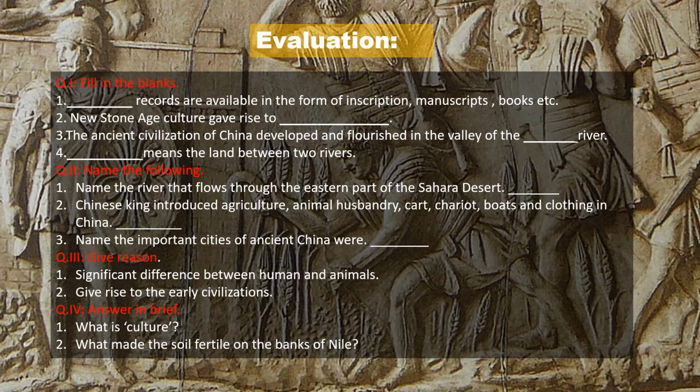Second, name the following. Name the river that flows through the eastern part of the Sahara Desert. Answer: Nile. Second, which Chinese king introduced agriculture, animal husbandry, carts, chariots, boats, and clothing in China? Answer: King Huangdi.